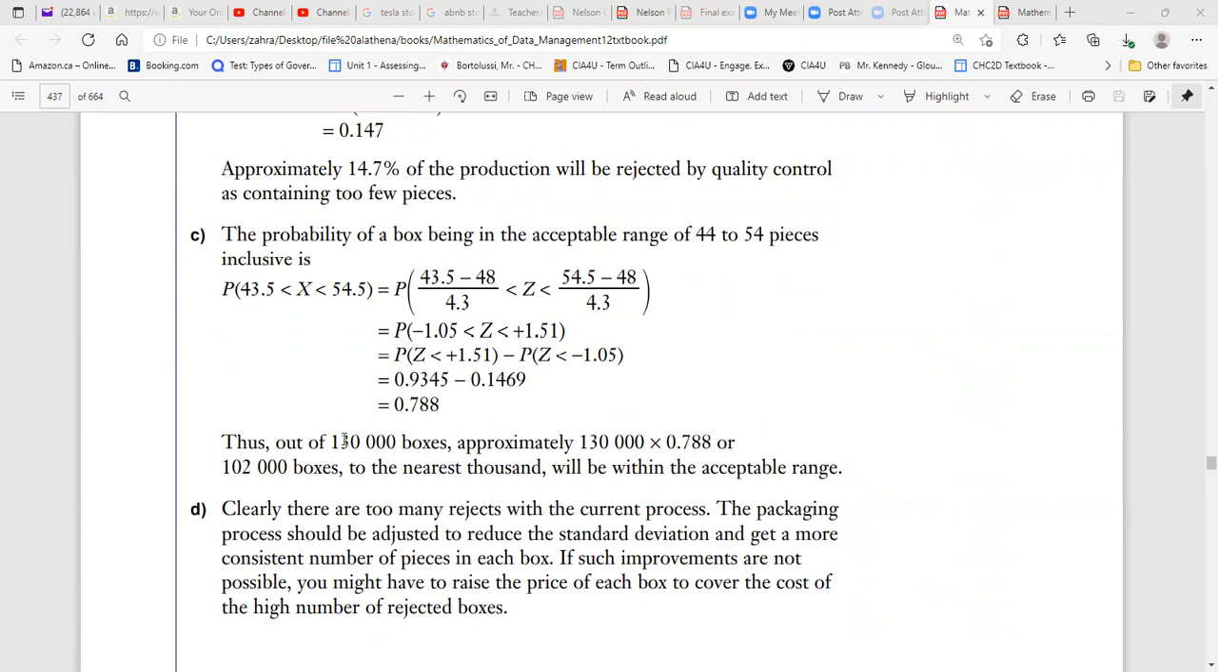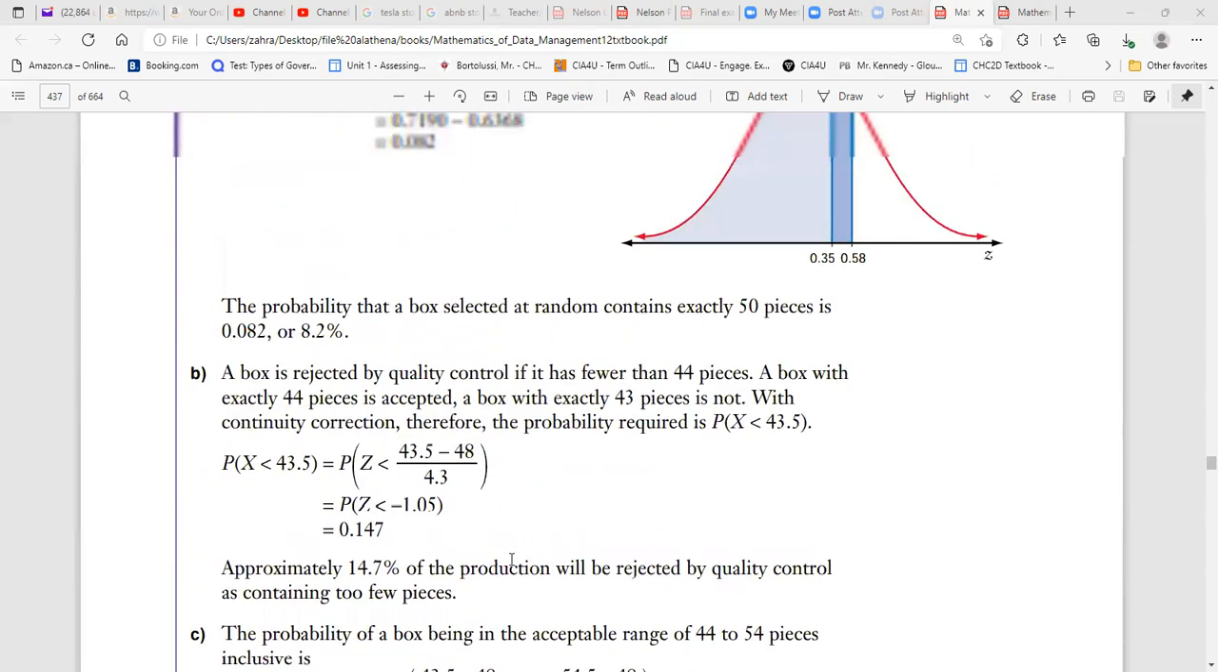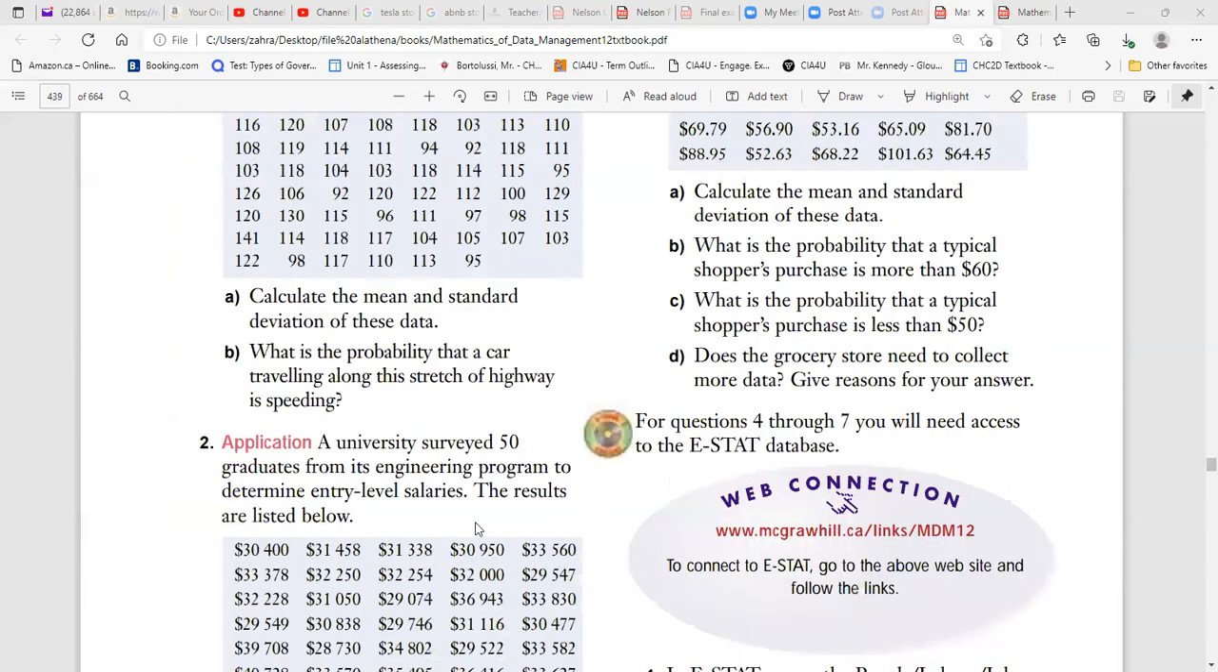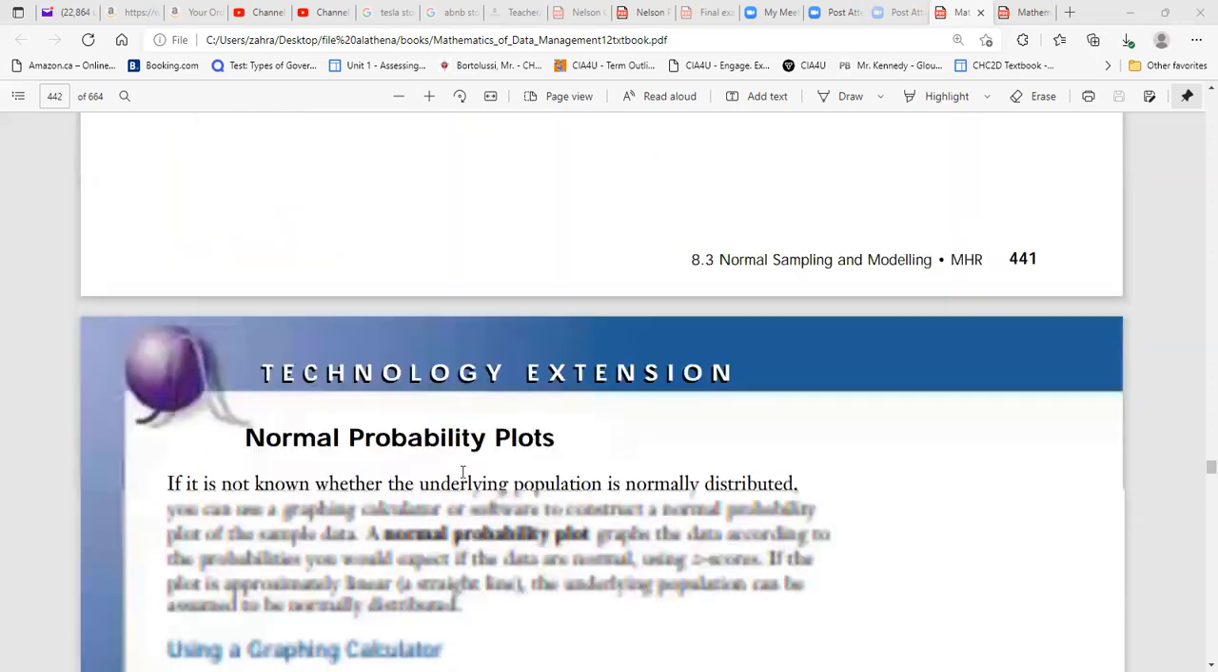We have produced 130,000 boxes, so multiply by that probability. That gives the number that will be acceptable. It means too many of these boxes will not be acceptable, right? That's why they need to revise the packaging process. For this, please do the even questions and submit your answer to the teacher.